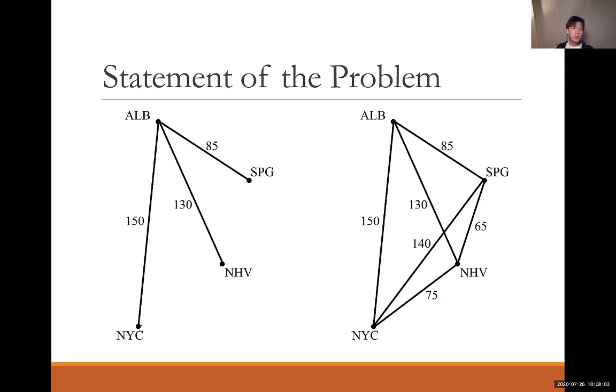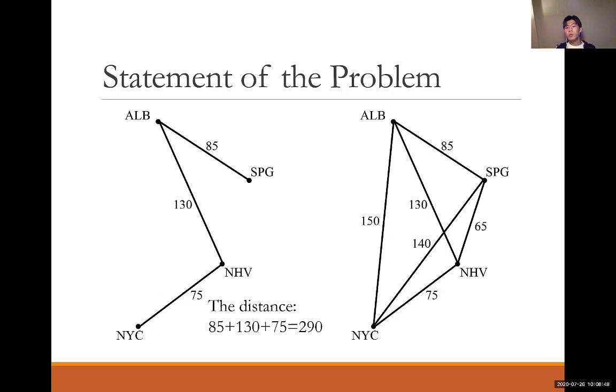For example, let's use Albany as the central city and connect every city to Albany. In this way, we form a railway system, and from whichever city you are, you can go to another city easily. In this example, the total distance of this railway system is 365 miles. So this is just one example. And we can also think about forming an S-shaped railway system. For example, go from Springfield to Albany, and then to New Haven, and then to New York City. In this example, the total distance will be 290.